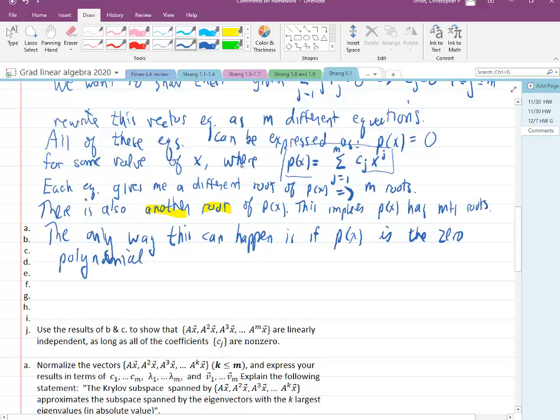Okay. So the key here is that you have to come up with a polynomial, and you have to tell me what the m plus 1 roots are. If I have m plus 1 roots for this polynomial, then this polynomial must be the zero polynomial. So then explain what this means, what this implies for linear independence of the vectors.